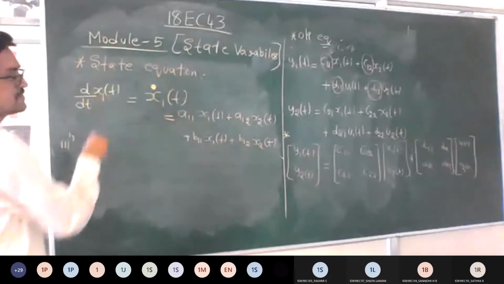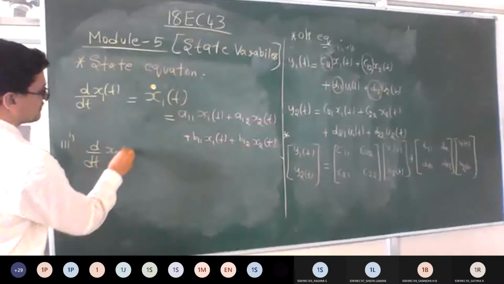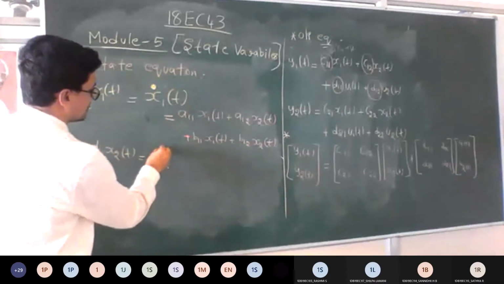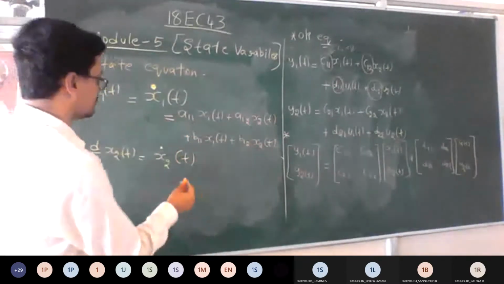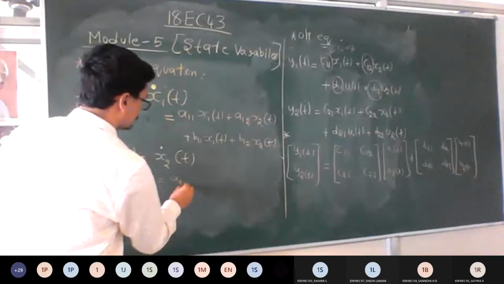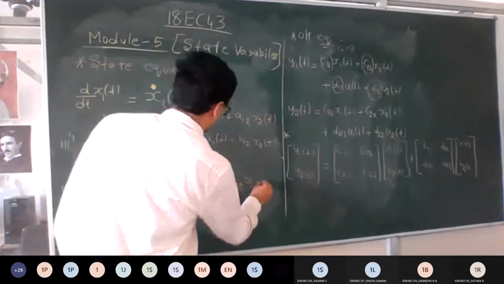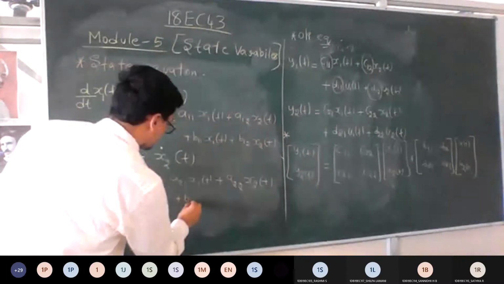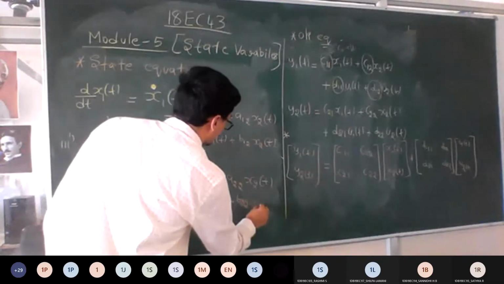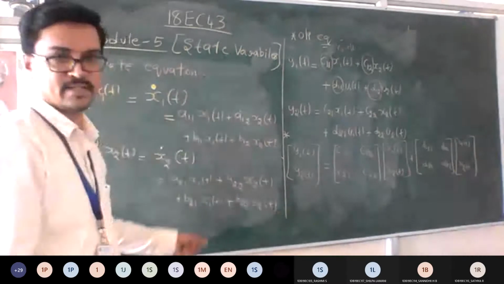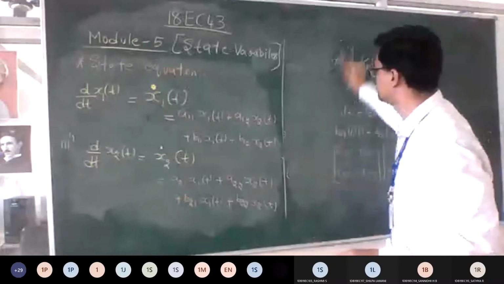What I wrote is for my x1 dot of t. In the same way, you need to write it with respect to x2 of t also, represented with a dot like this. So: A21 x1 of t plus A22 x2 of t, plus B21 u1 of t plus B22 u2 of t. I hope it's clear till here. Is this visible, guys? Shall we move on?